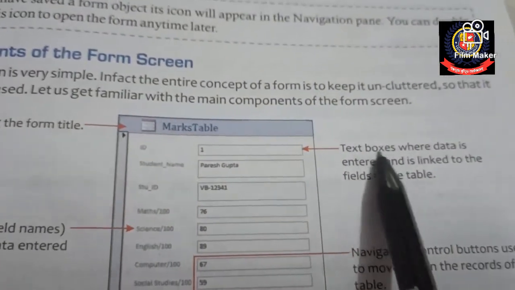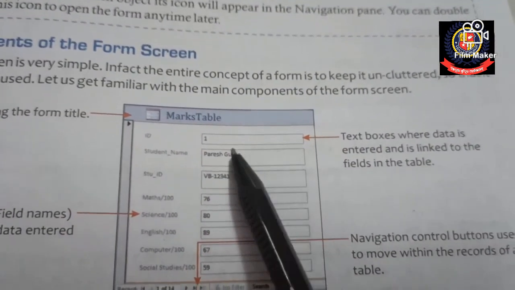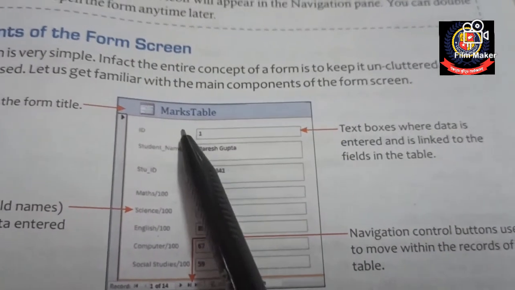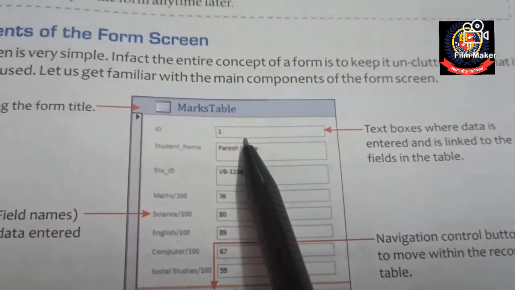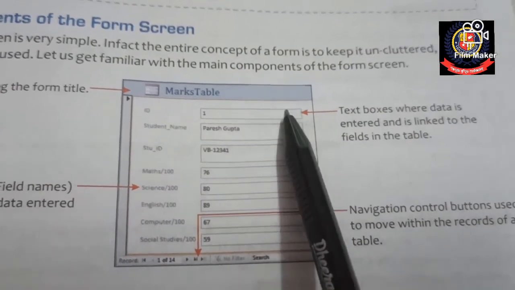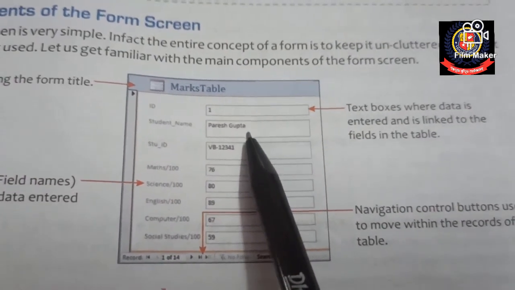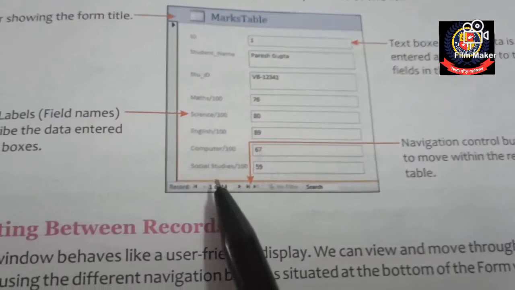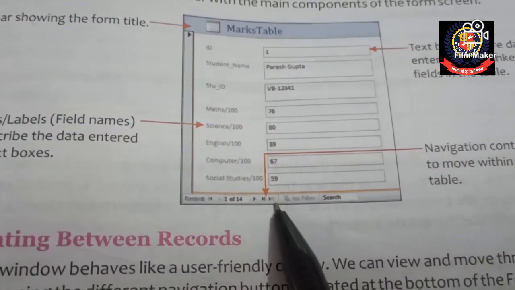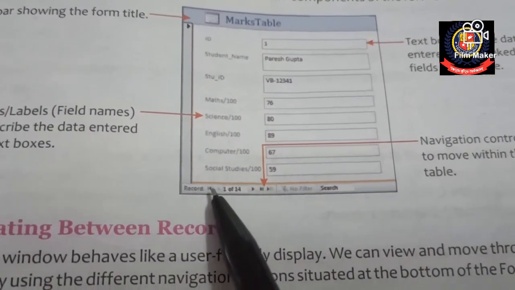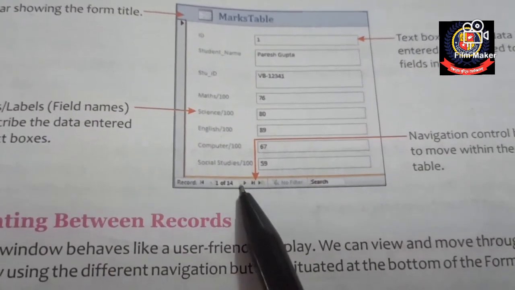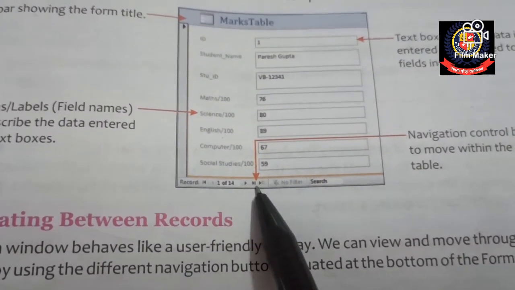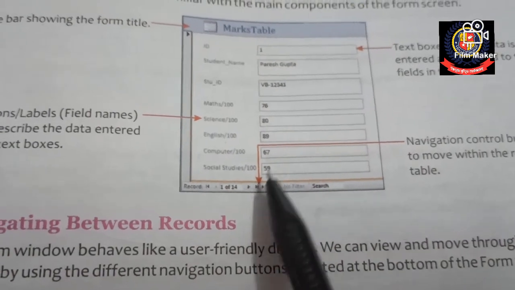Then the next component is text boxes. These fields, as you can see, these boxes are the text fields where data has to be entered, and they are linked to the fields in the table. Then these are the navigation control buttons. Once you click over here, it goes to the previous record, then click here for the next record. When you click this button, it is called the new record button.